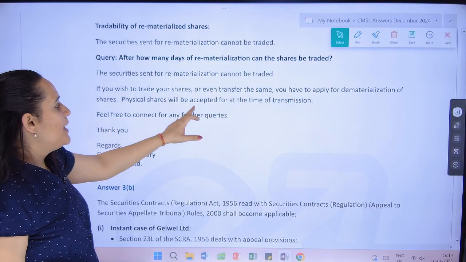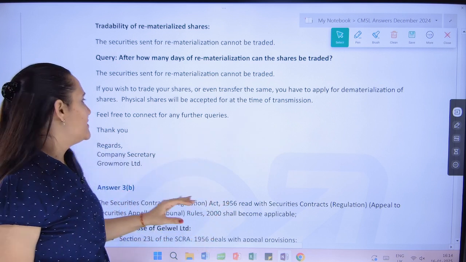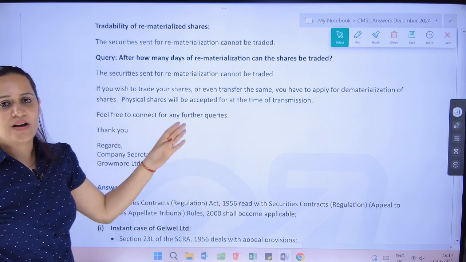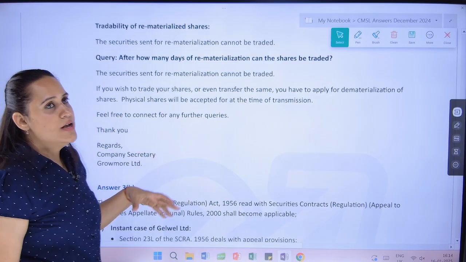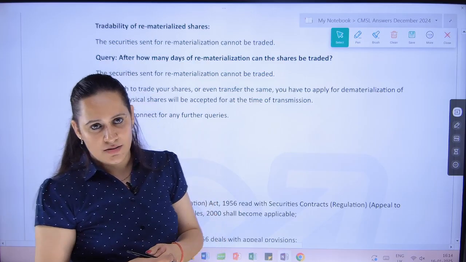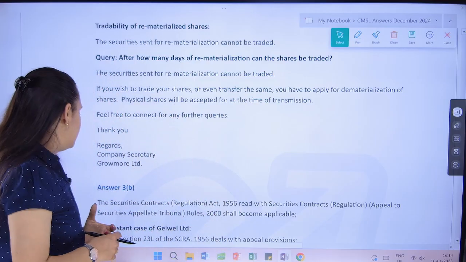Physical shares will be accepted only at the time of transmission. Even at the time of transfer, it is not going to be accepted. Feel free to connect if you have any other further queries. Thank you. Regards, Company Secretary of Gromor Limited. This is how you should structure your answer. This is one of the ways in which you can approach and write the answer.